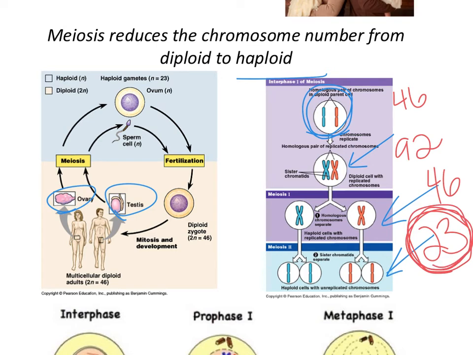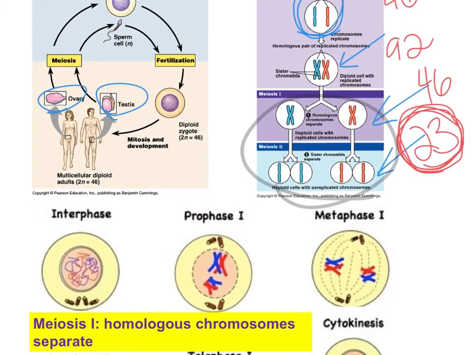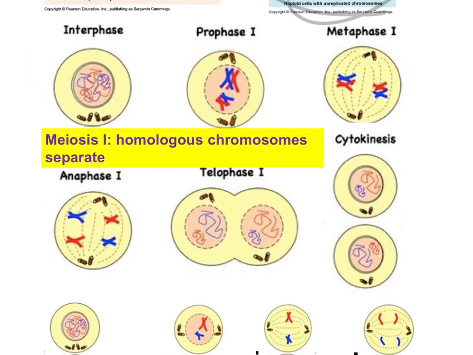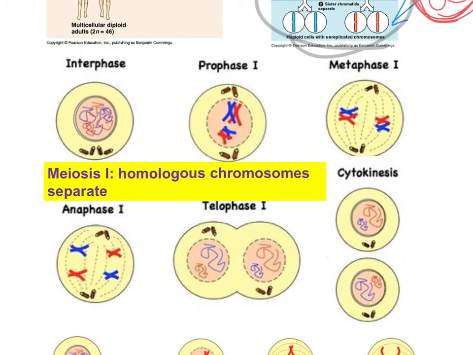starting cell. So there are 2 rounds of division in meiosis where the cell essentially goes through the steps of mitosis twice. There are obviously some differences because it's not a cloning process. So we call those 2 steps meiosis 1 and meiosis 2.